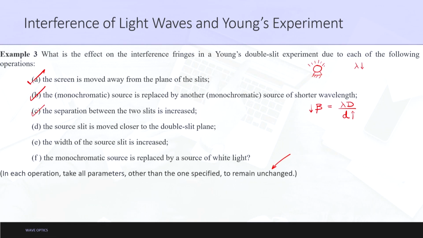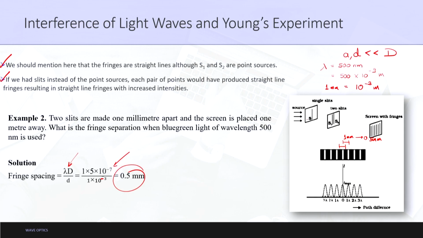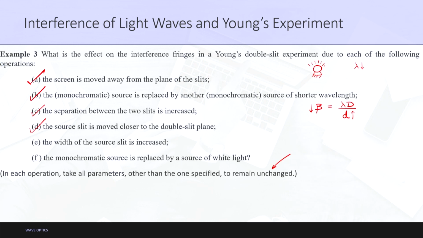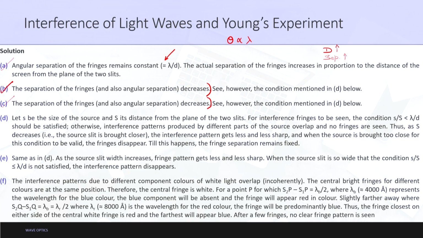The source slit is moved closer to the double slit plane. So what does this mean? This means that the distance between the source slit and the double slit plane was given to you as, let's say, some length capital L. Now this length is being changed into some L dash, where L dash is less than capital L. Everything else is kept constant. Please look over this line carefully.